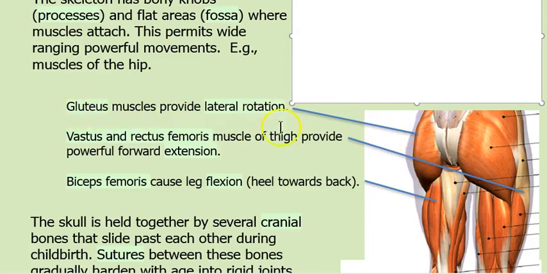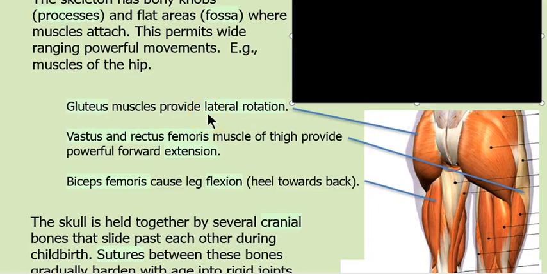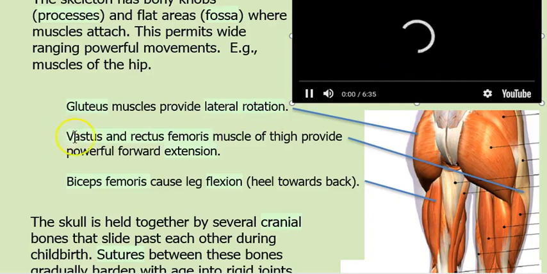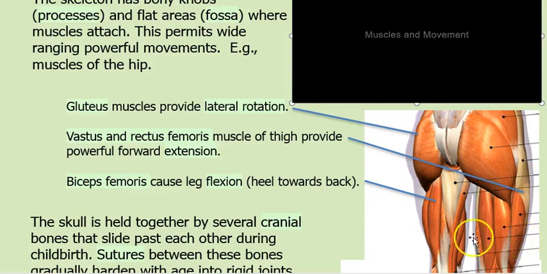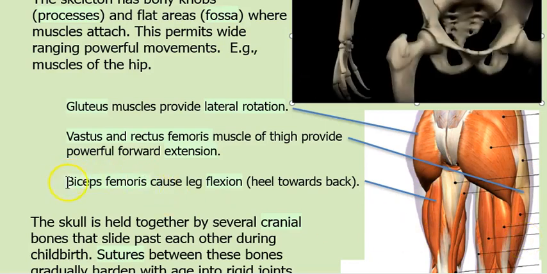Gluteus muscles, all right, they're lateral rotators. A lot of people think, oh, I'm going to do squats to build my glutes. But really, the glutes are powerful lateral rotators. Then we have the vastus and rectus femoris. Okay, these are on the front of the leg, and these give us that powerful extension. And then the biceps femoris. Sometimes people just call these hamstrings. They're going to flex the leg back, so the heel comes up around here.